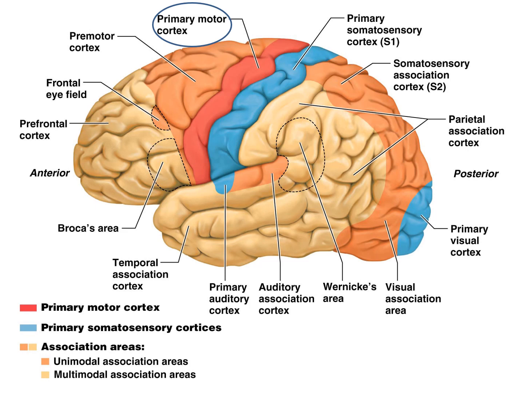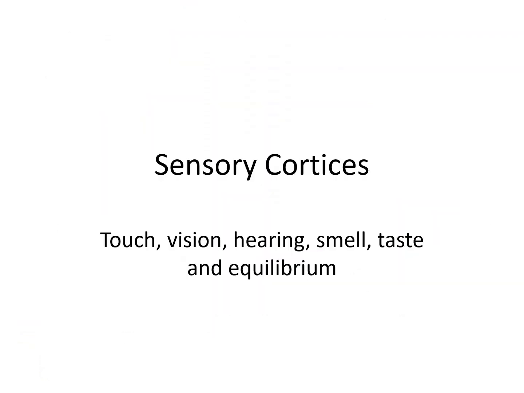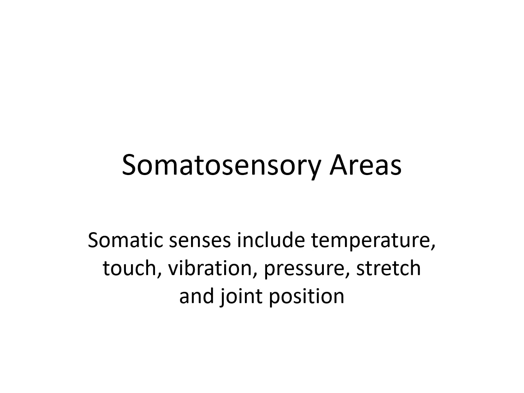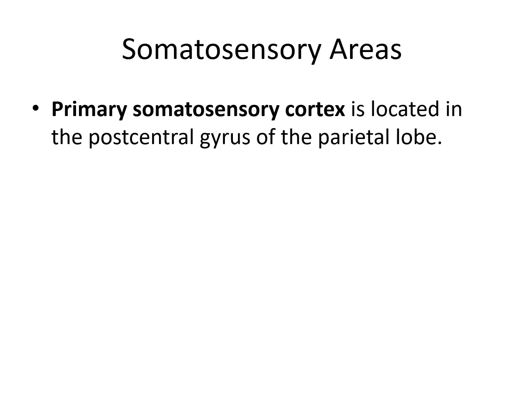We also have various sensory cortices, and these have functions in touch, vision, hearing, smell, taste, equilibrium, the complex receptors, as well as what we call the general receptors, such as temperature, touch, vibration, pressure, stretch, and joint position. And these are called the somatosensory areas. So the primary somatosensory area, or primary sensory cortex, is located in the postcentral gyrus of the parietal lobe.